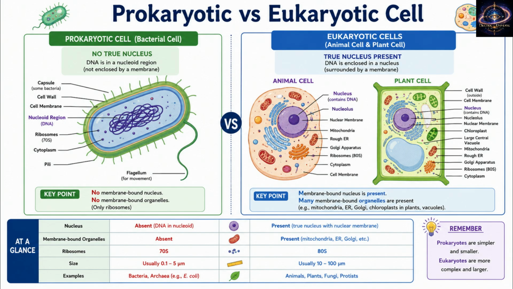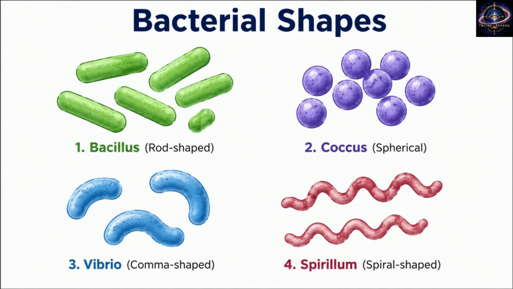Glycocalyx may be a slime layer or capsule. It protects the bacteria. Cell wall gives shape and prevents bursting. Plasma membrane is selectively permeable. Some bacteria have plasmids. Plasmids are small circular DNA molecules. They may give antibiotic resistance.